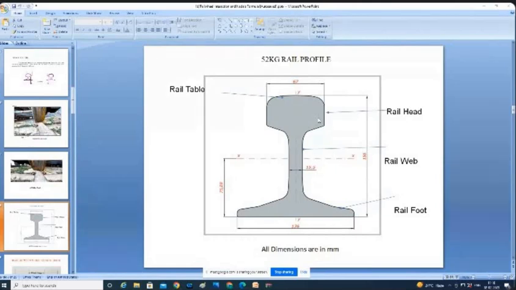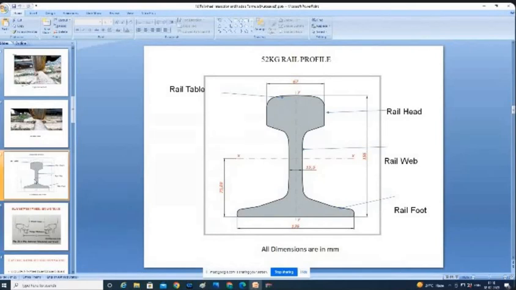60 kg per meter rails only. Okay, right. So now, the reason for railway changing to 60 kg per meter rails. Here I have shown you only 52 kg. In the next PowerPoint slide I have 60 kg per meter rails also, that I will discuss.